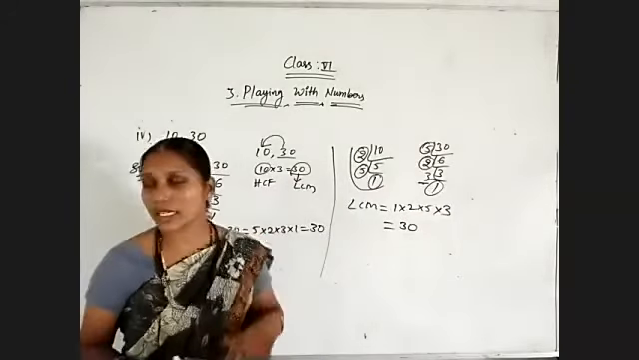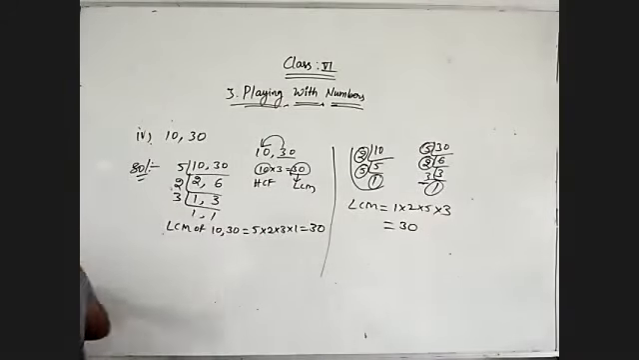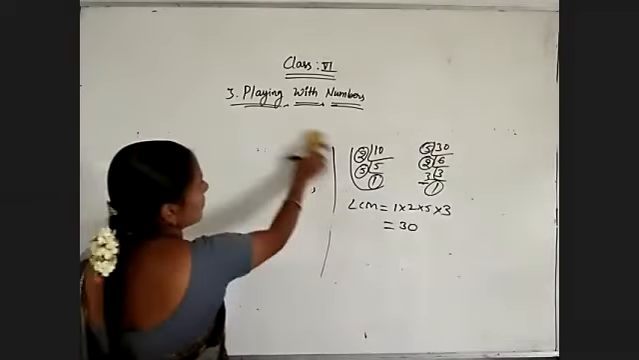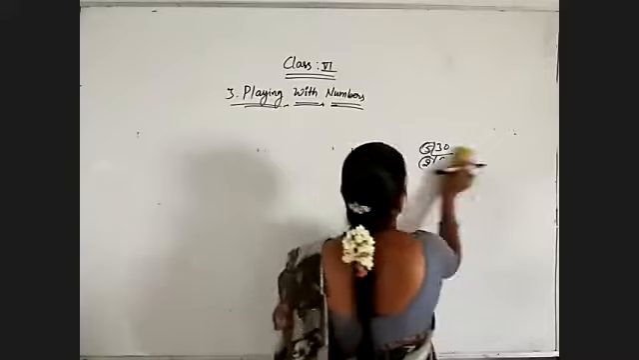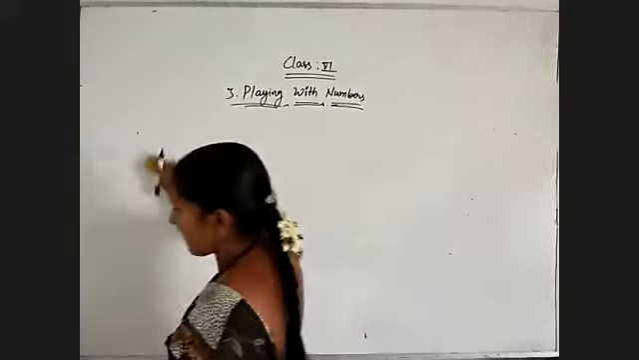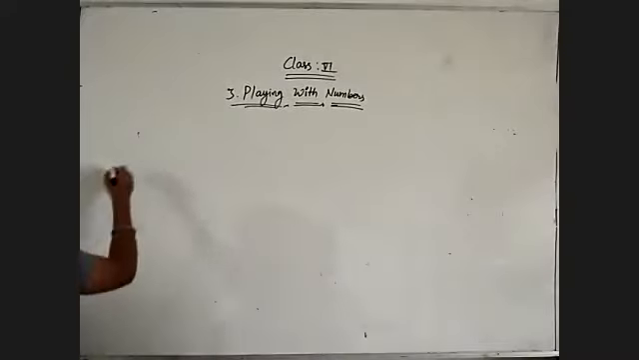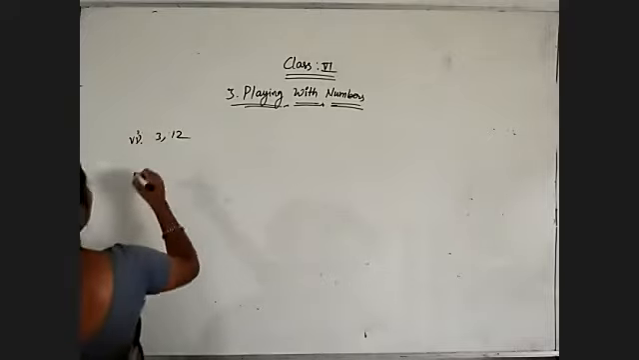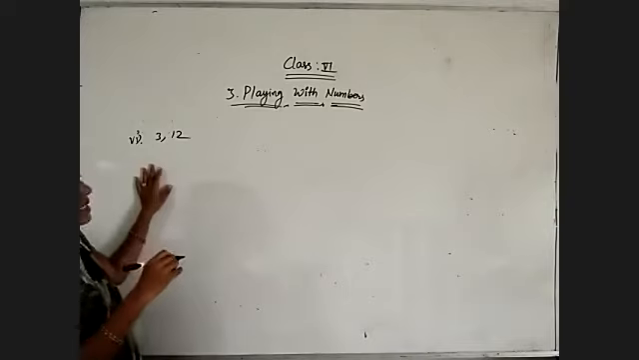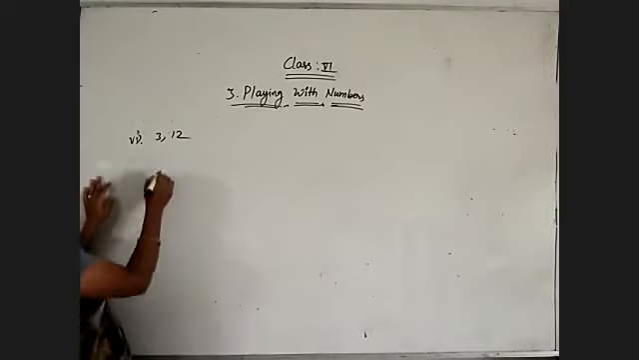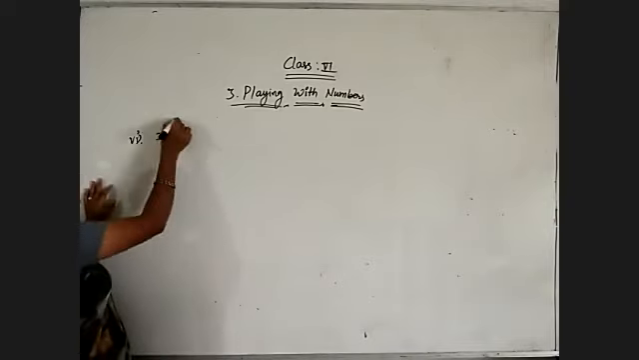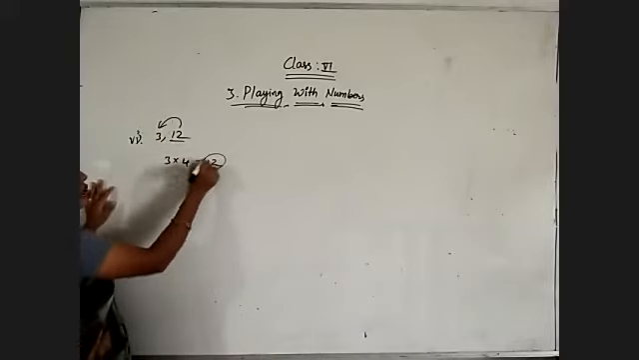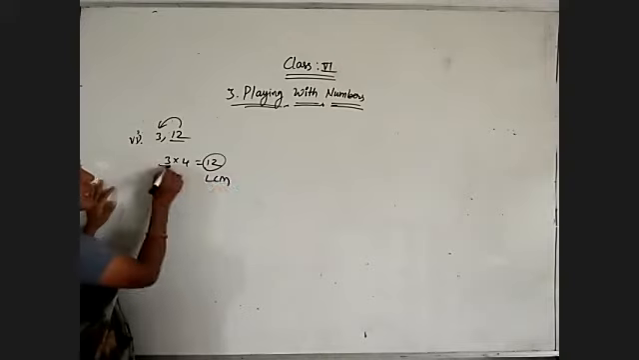Now like that, take some more questions. 3 and 12. For these two numbers, find out the LCM. 12 we will get in the 3 table. 3 4s are 12, yes or no? So 12 is the LCM and the HCF is 3.